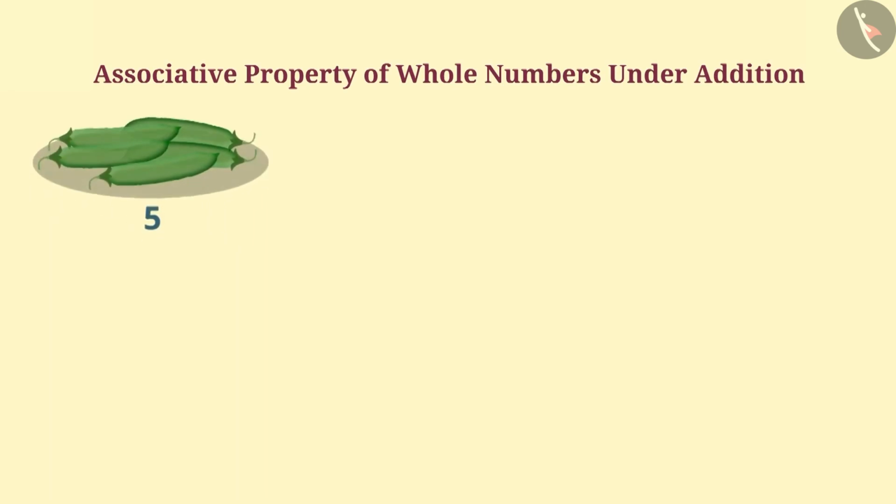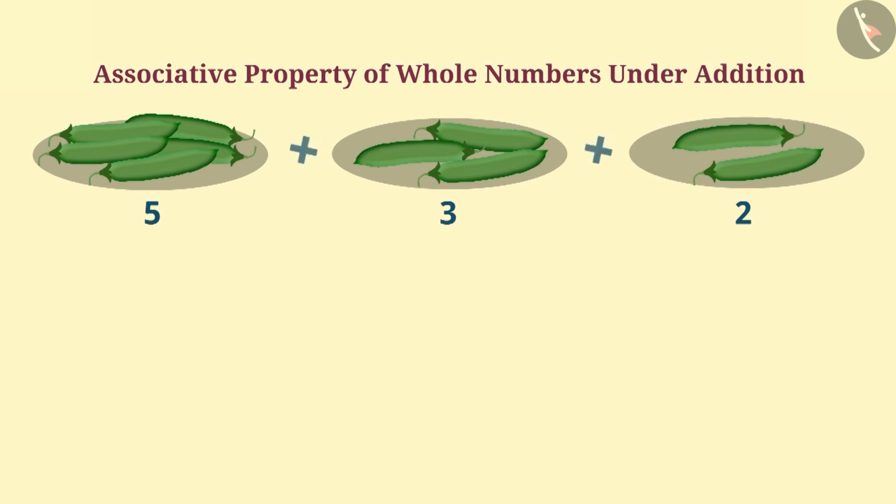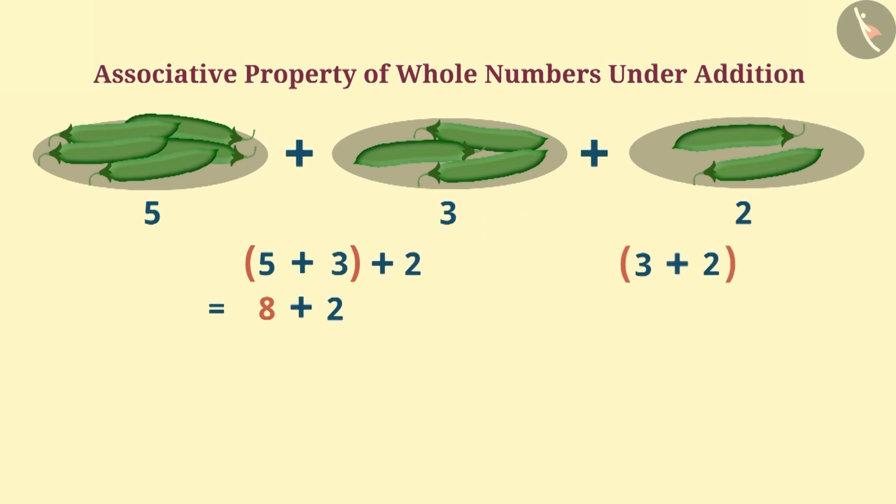Let's talk about the associative property of whole numbers under addition. Let us suppose there are 5 beans, 3 beans, and 2 beans. If we want to find out the total number of beans, then which method will we use? We first find their sum, that is, we have to add them. One way to add them is to first make a group of 5 and 3 and add 2 to their sum. Or first, we will make a group of 3 and 2 and then add 5 to the resultant sum.